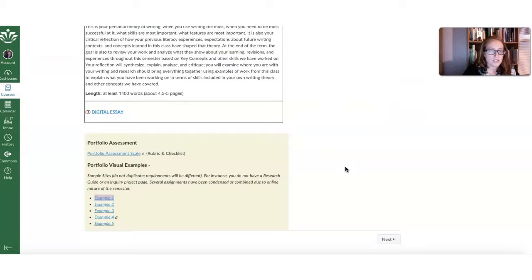And again, you'll have a chance to show me your portfolio and talk to me about it before you turn it in. We'll be doing a writing theory collaboration so people can look and get some ideas from what other people in class are doing.